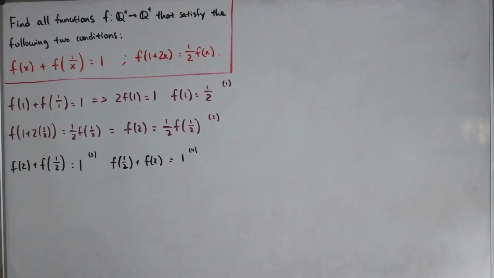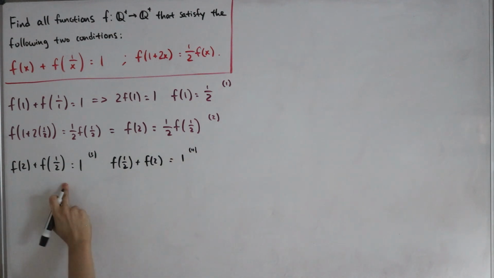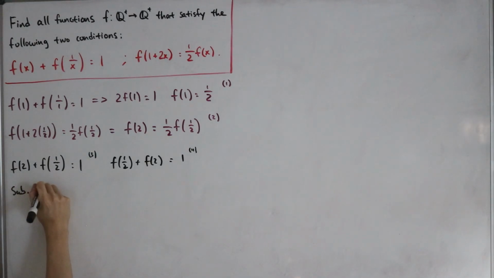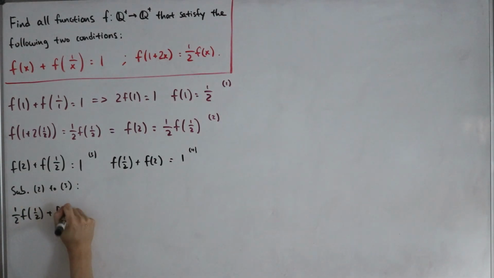What we can do here is substitute equation number 2 into equation number 3, since we have an expression for f of 2 that we can substitute. Substituting equation 2 into equation 3, that leaves us with 1/2 times f of 1/2, and then add this with f of 1/2, which is equal to 1.